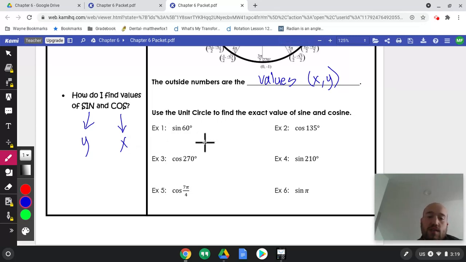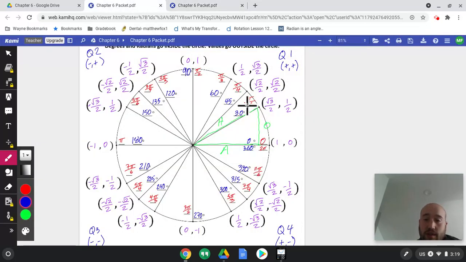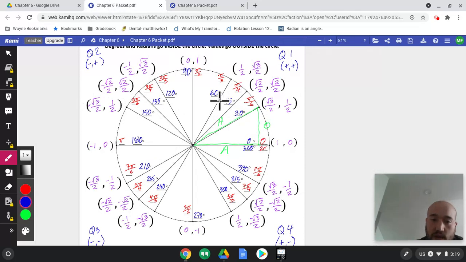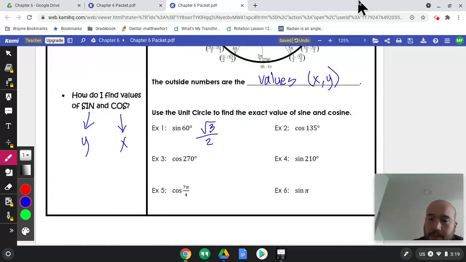So sine of 60 degrees. We're going to look for the y value at 60 degrees. So if we look over here, 60 degrees right here, the y value is square root of 3 over 2. Our next one, the cosine of 135. That's our x at 135. So 135 is over here, in the middle. The x value is negative square root of 2 over 2.